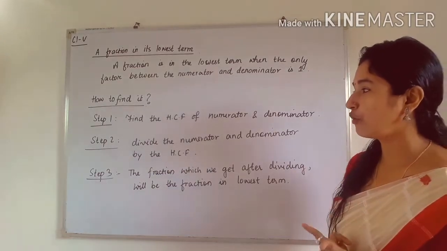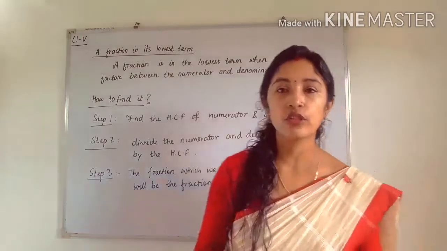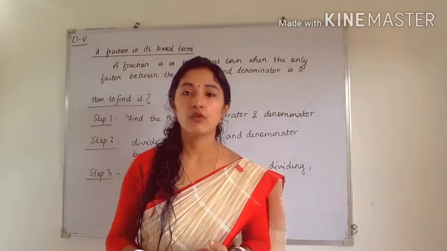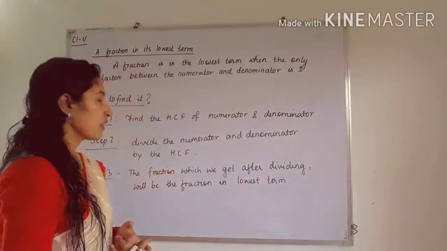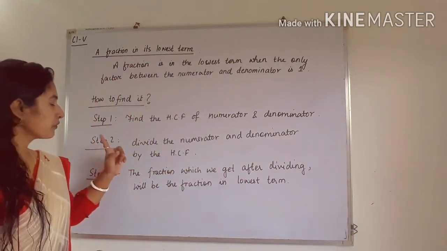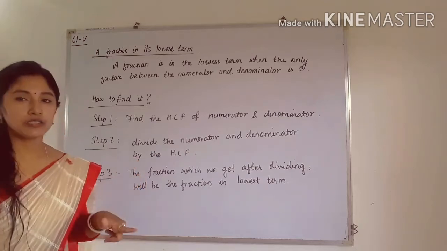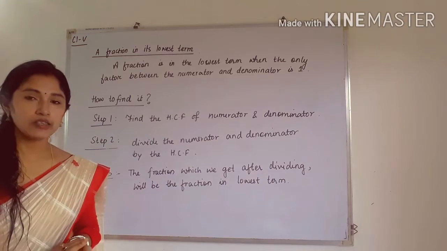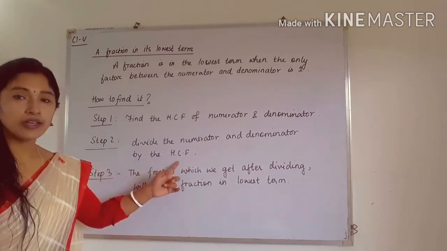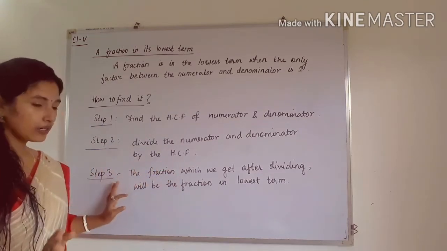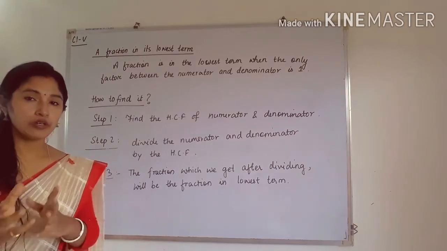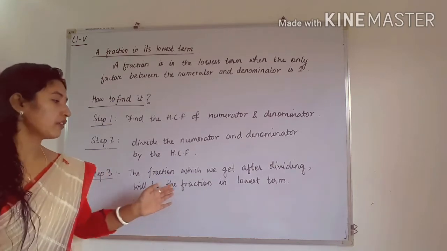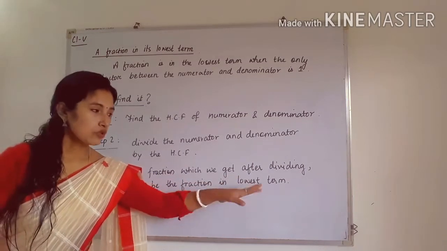In step 1 we have to find the HCF of numerator and denominator. First of all, for the fraction which is given, we see the numerator and denominator and find their HCF. Then in the next step, we divide the numerator and denominator by the HCF which we found in step 1. The numbers we get in numerator and denominator make a new fraction, and that new fraction will be the fraction in its lowest term. So these are the steps.